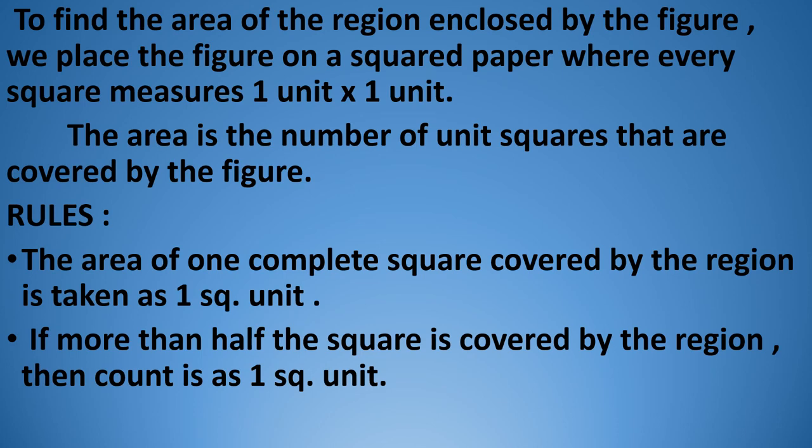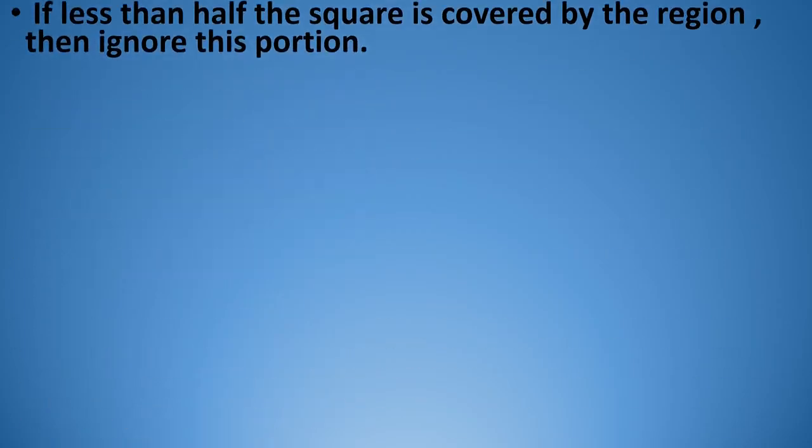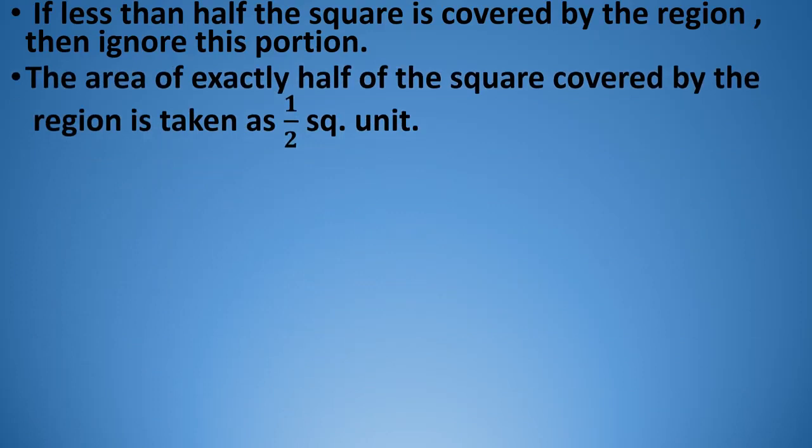If less than half the square is covered by the region, then ignore this portion. Okay? The area of exactly half of the square covered by the region is taken as half square unit. These rules give a fair estimate of the area of the region enclosed by the figure.